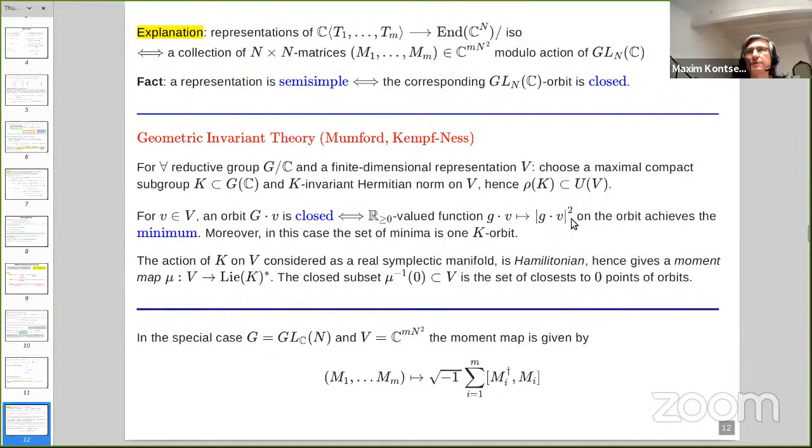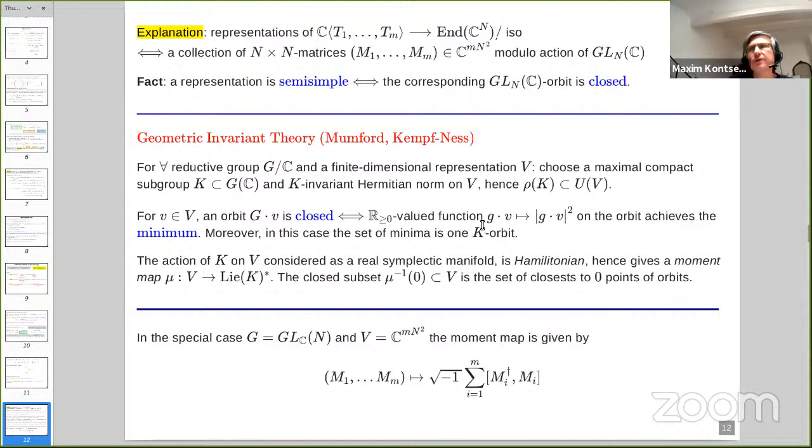And the theorem actually goes in both ways. In fact, for any such orbit when this minimum is achieved, the minimum is achieved on exactly one orbit of the maximal compact subgroup.